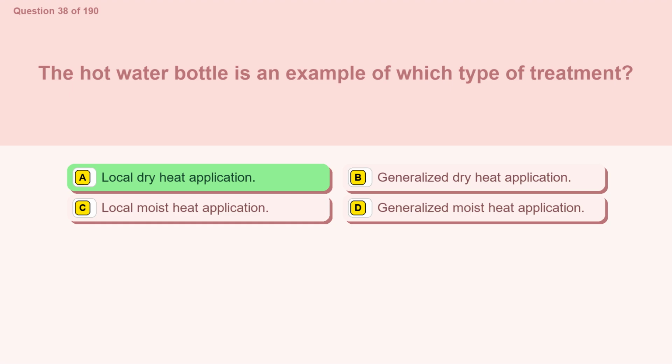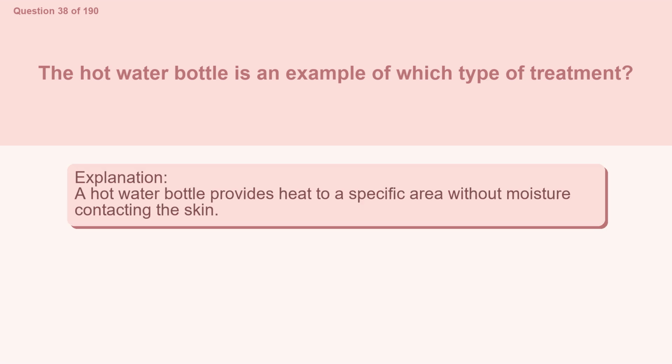The correct answer is option A. Local dry heat application. A hot water bottle provides heat to a specific area without moisture contacting the skin.